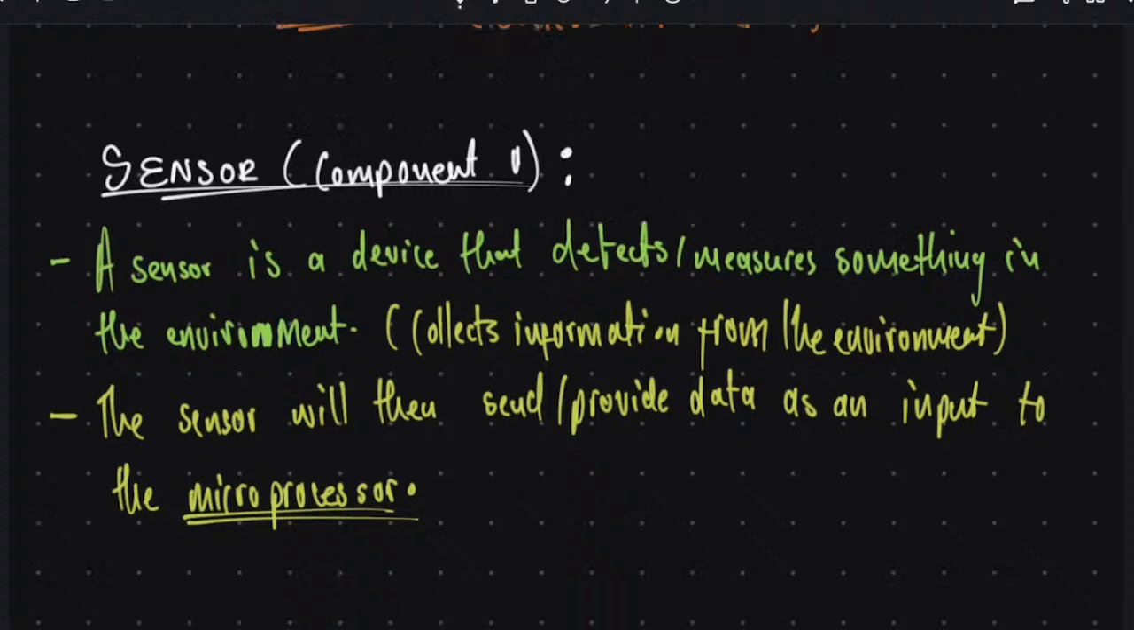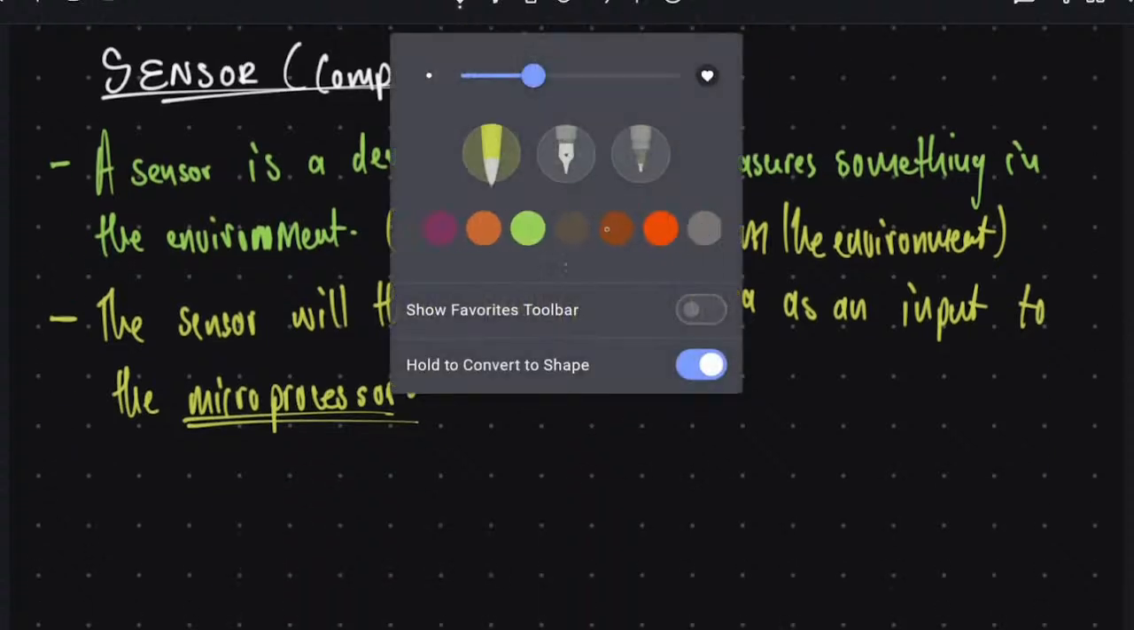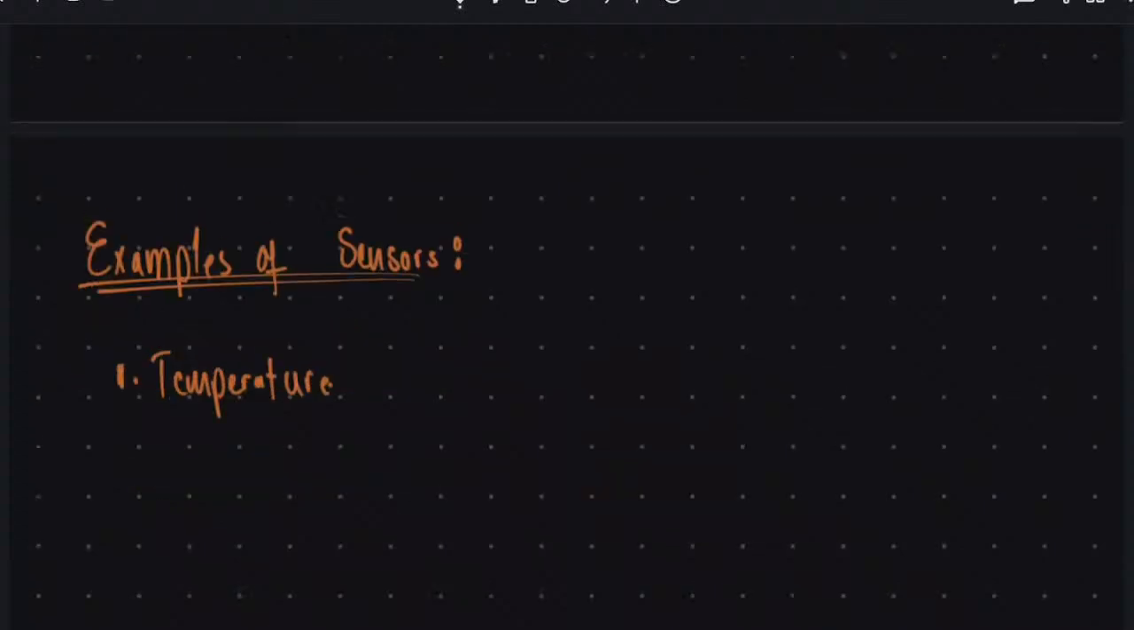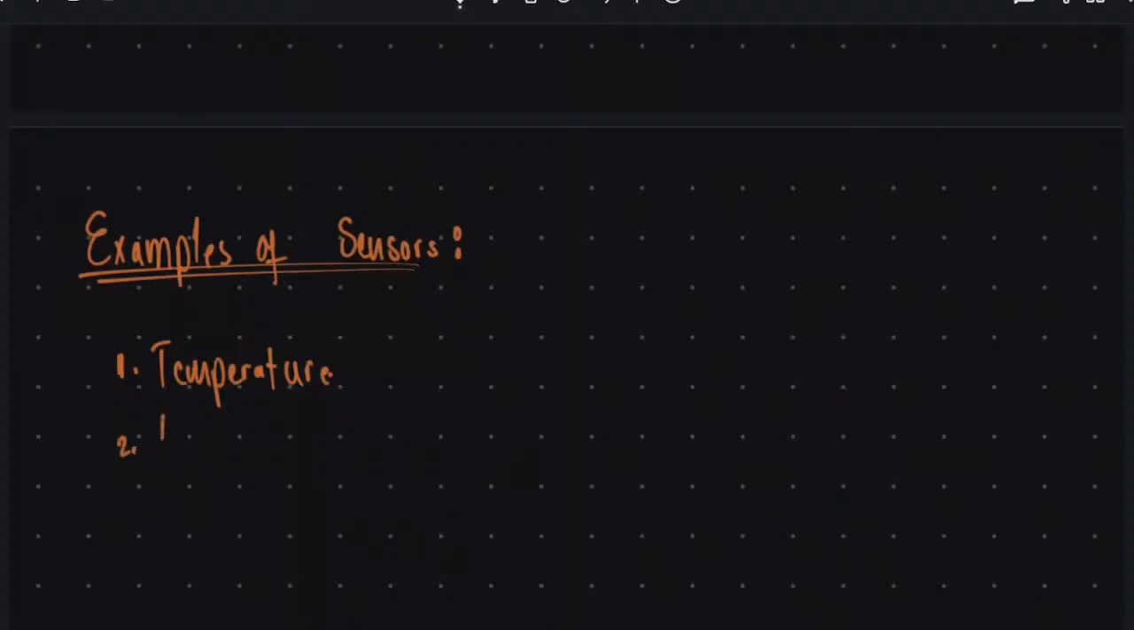Let's put examples of sensors. Examples of sensors. 1, temperature sensor, light sensor. Sensors can sense temperature, light, sound, movement, things like that. Movement can be called motion.